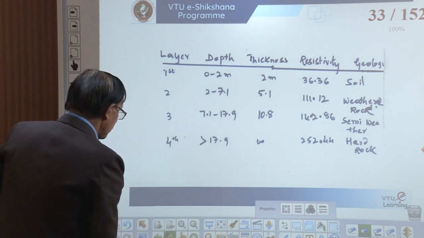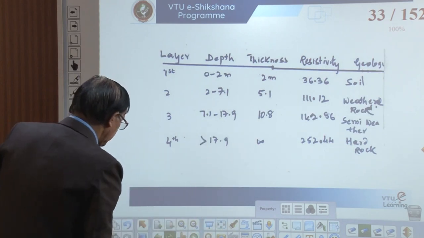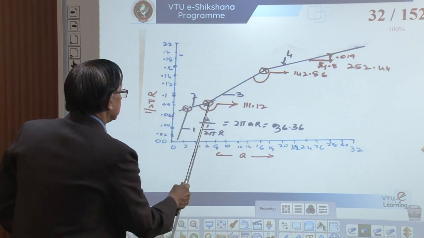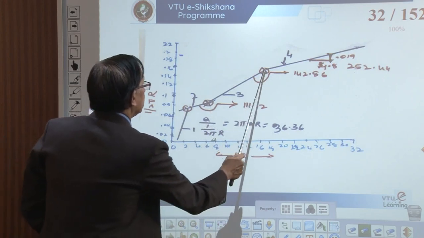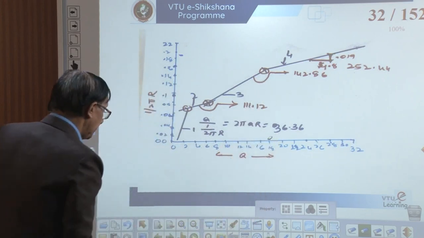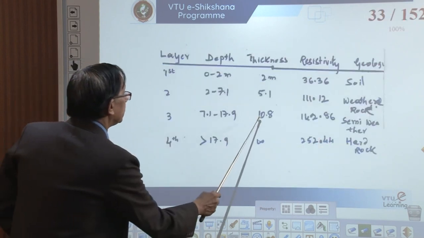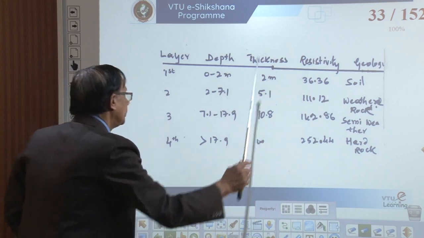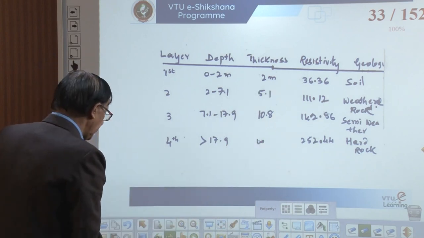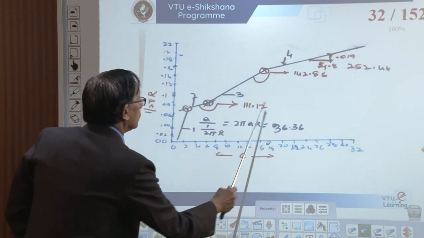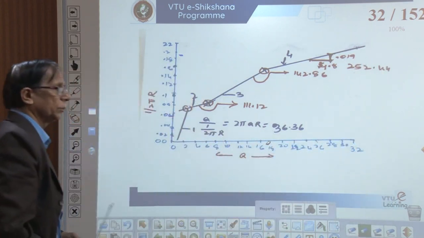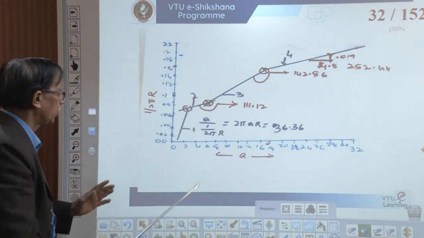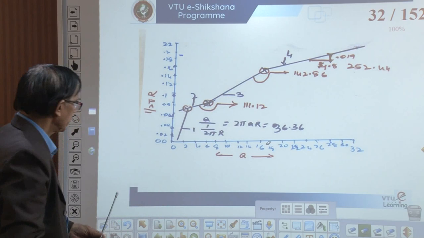That is 7.1, 17.9. This is 7.1, 17 point something. The difference gives the thickness of the third layer. Similarly, the fourth layer is beyond this much, beyond 17.9. Beyond 17.9 is the fourth layer.